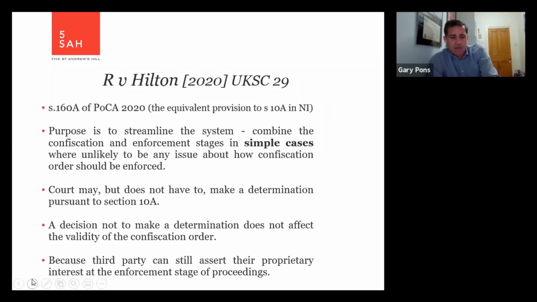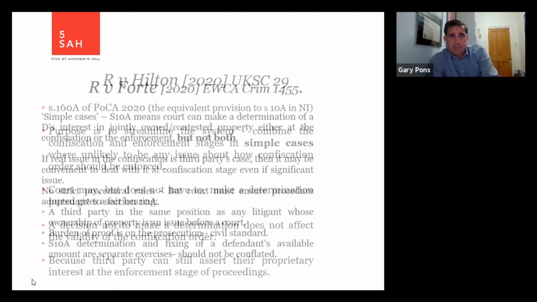The court has a discretion to make a determination under Section 10A. That means it doesn't have to. And so if it decides not to make a determination, that does not affect the validity of the confiscation order. The confiscation order remains valid. The reason behind that is because the third party still has an ability to assert their proprietary interests at the enforcement stage of proceedings. Next slide, please.